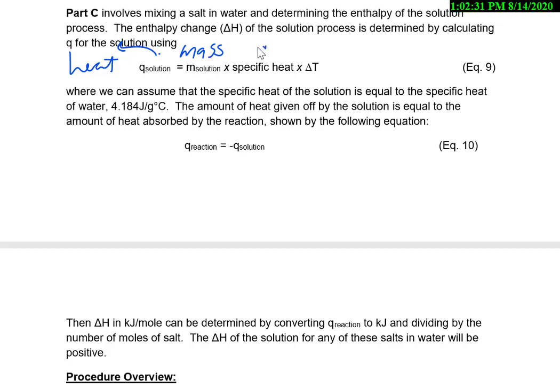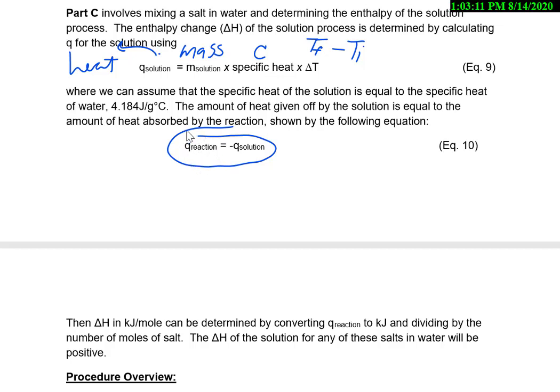Specific heat a lot of times is seen as little c, but specific heat is a set value for water, for metals, for any pure substance or solution, there's a specific heat. And then delta T is always going to be your final temperature minus your initial temperature. So we're watching some temperature change, and that's what's going to allow us to calculate the heat transferred. And then another super important concept for calorimetry is this right here, where there's always going to be two sides of what we're measuring.